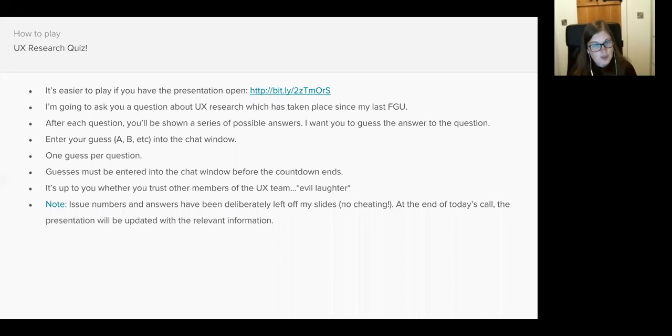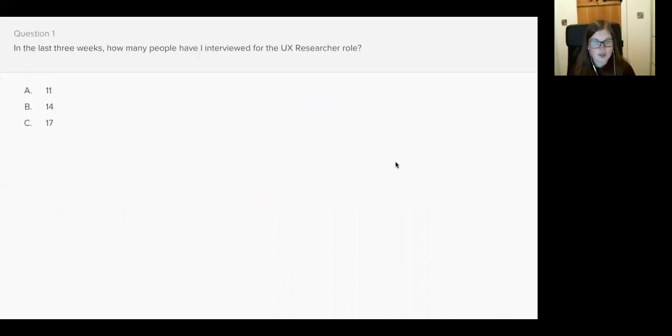And it's totally up to you whether you trust the rest of the UX team. Sometimes they'll tell the truth, sometimes they won't. It's up to you to decide when you think they're being honest. Okay, so question number one.